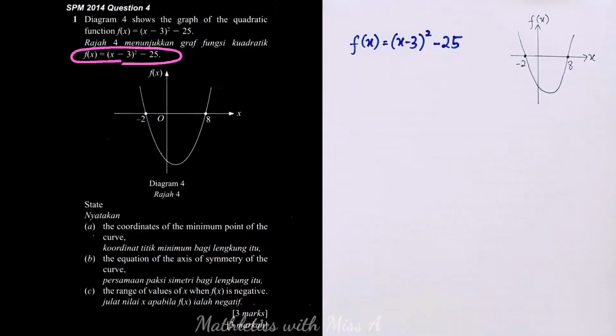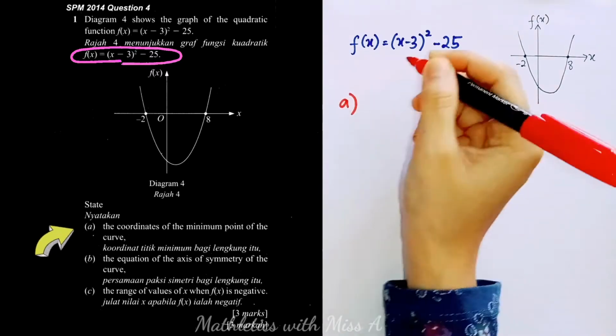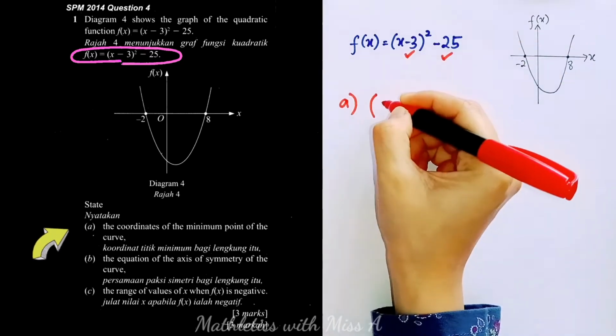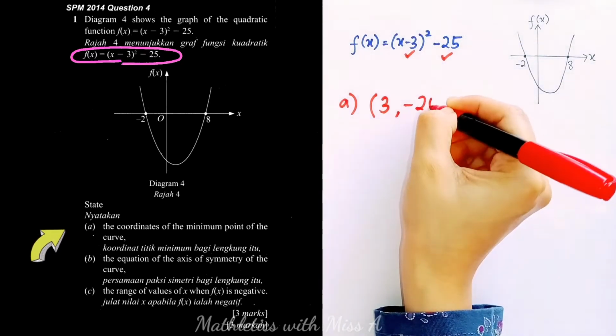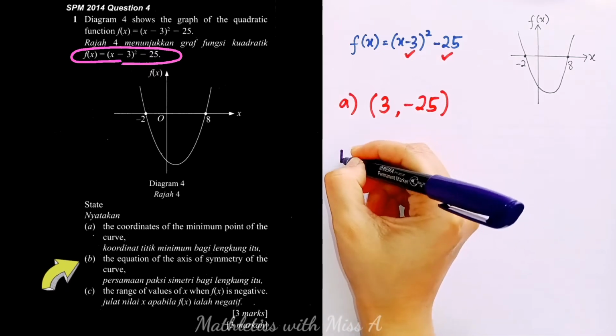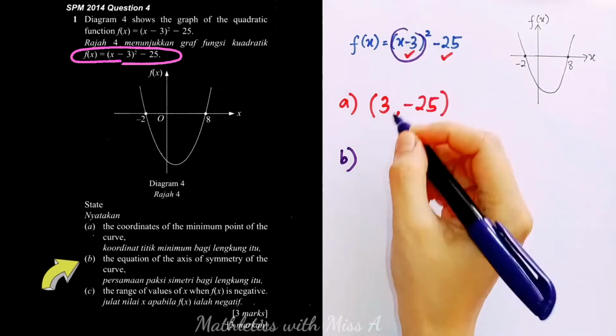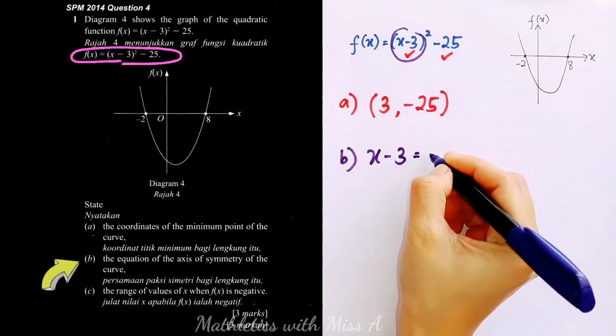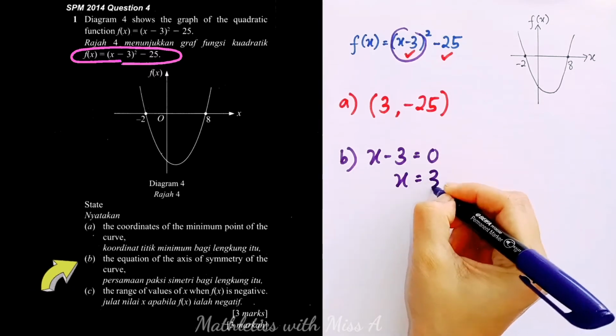The diagram shows the graph of the quadratic function f(x) = (x - 3)^2 - 25. A, the coordinates of the minimum point: x equals 3 and y equals negative 25. B, the equation of the axis of symmetry of the curve: x - 3 = 0, so x = 3.